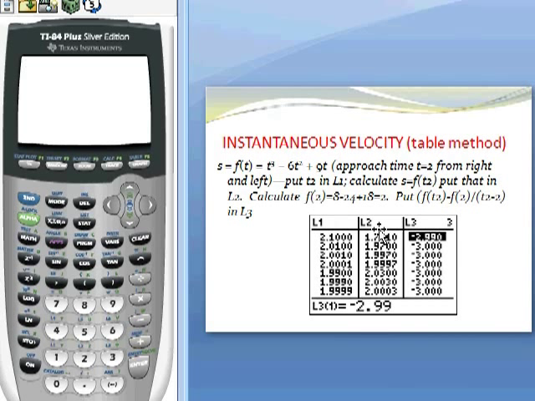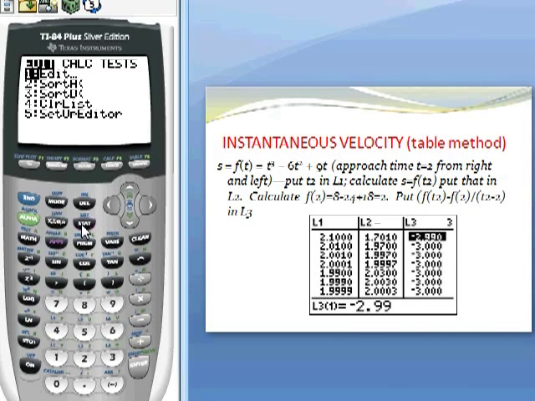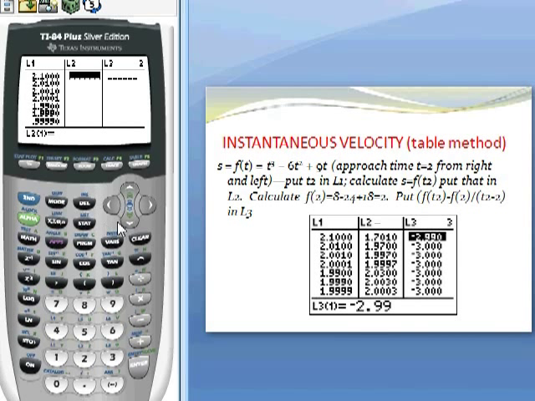And I will calculate these values, s of L1, and put it in L2, and then apply the secant line slope formula in L3. So let's do all that. So I go to stat edit. I enter these values 2.1, 2.01, and these are like x2 values. I'm going to go and calculate the x2 values, so it's like s of 2. So how do I do that? I need to put that formula in, so push enter.